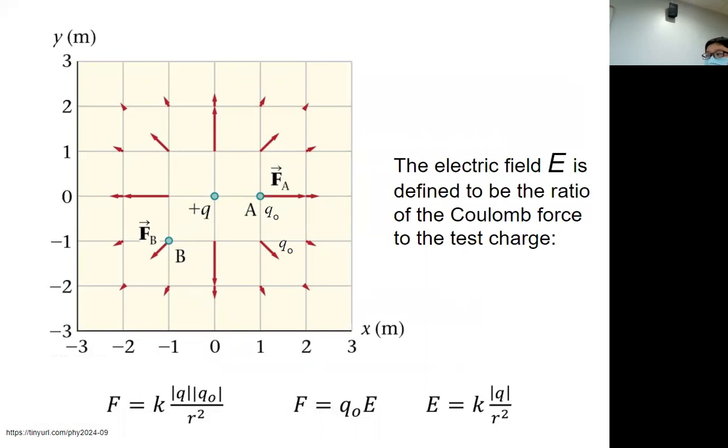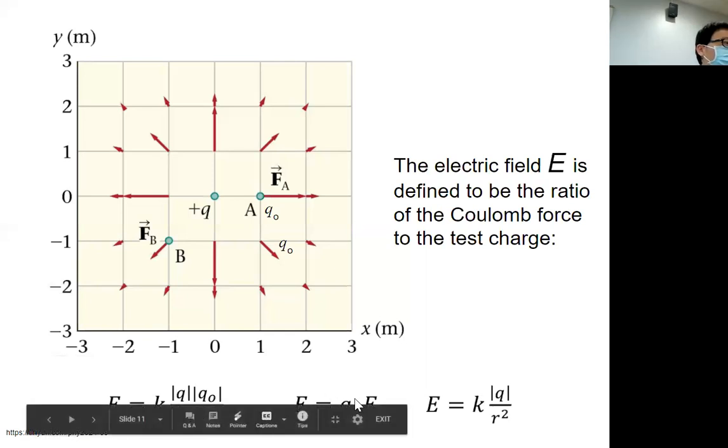So we can define a similar field over here. In the previous case, when you talk about gravitational force, we say there's a gravitational field. In this case, you can say there's an electric field, okay, because you have charges here. So force, you can rewrite it as Q naught times E, just similar to force equal to mg, where g is the gravitational field, E here is the electric field. F equal to Q naught times E. In that case, E is equal to K, absolute value of Q over R square.